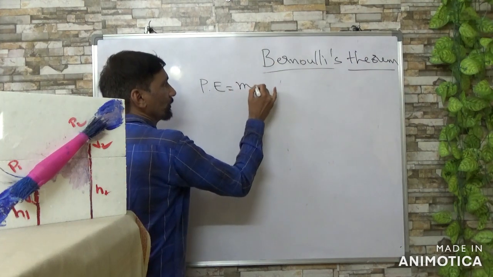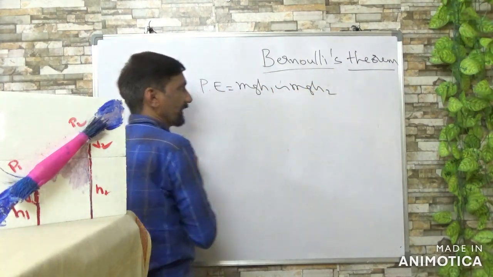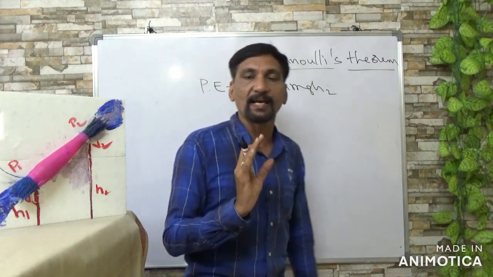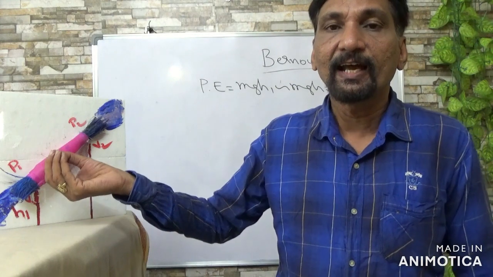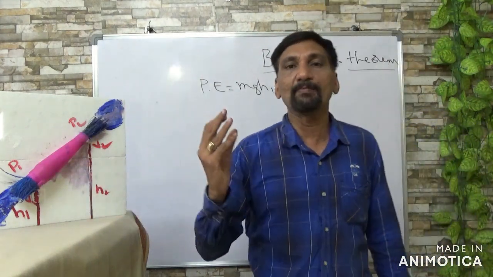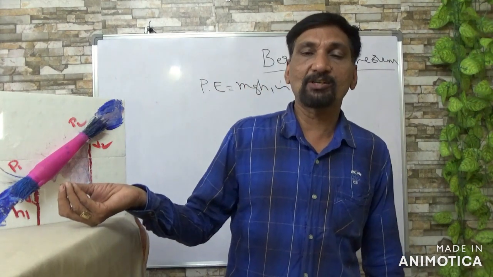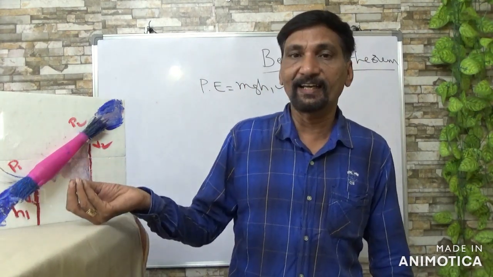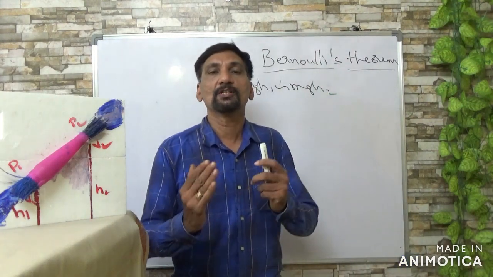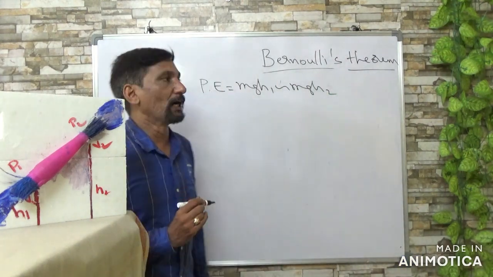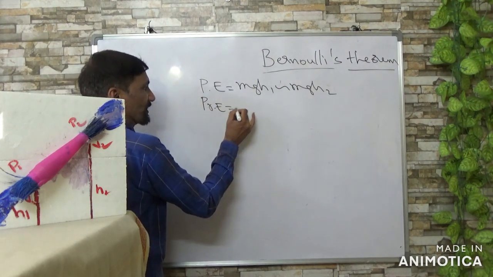Now about potential energy difference: mgh1 minus mgh2. So mgh1 is the potential energy of the fluid at one end, and mgh2 at the other end. Here m is the mass of the fluid entering, and the same mass is leaving from the other end, if it follows continuity.